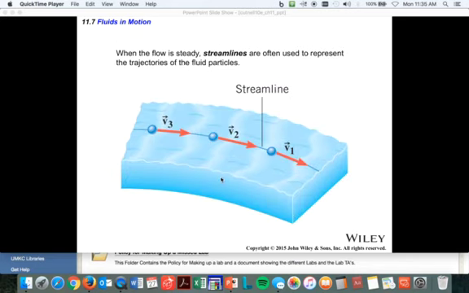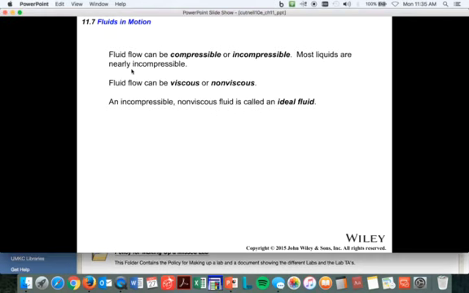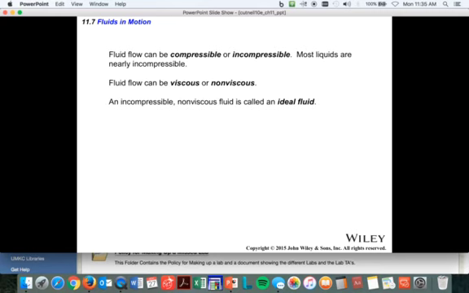Turbulent flow is an extreme kind of unsteady flow in which the velocity of the fluid particles at a point changes erratically in both magnitude and direction. In other words, they go all over the place. Fluid flow can be compressible or incompressible. We're going to look at incompressible fluids like air and water. We're not going to look at goopy things like oil and honey.